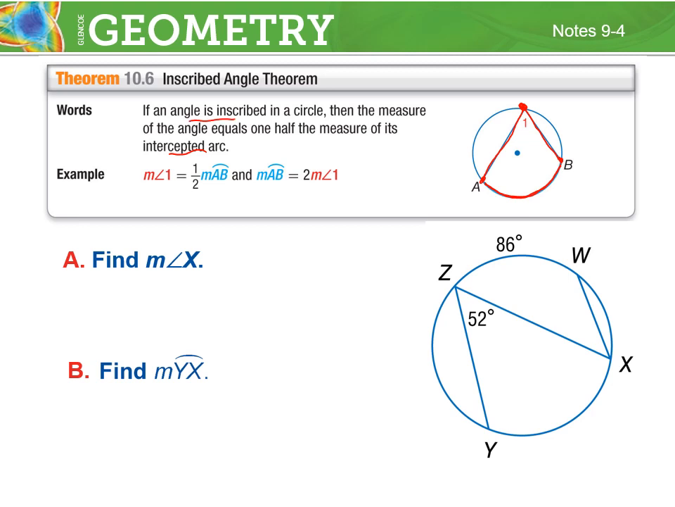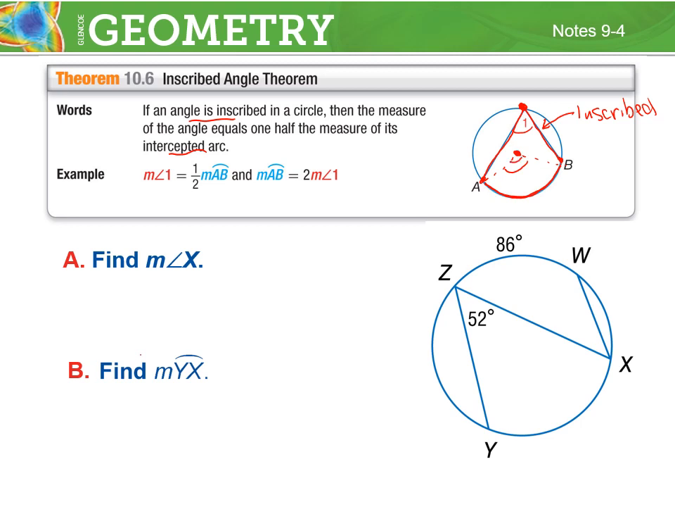It turns out also that the measure of angle 1 is half as big as the measure of the arc. Think about this: the measure of the arc is the same as the measure of the central angle. The central angle for this arc is the one that has a vertex on the center. The inscribed one has a vertex on the circle, and it's half as big as that central angle, or half as big as that arc.